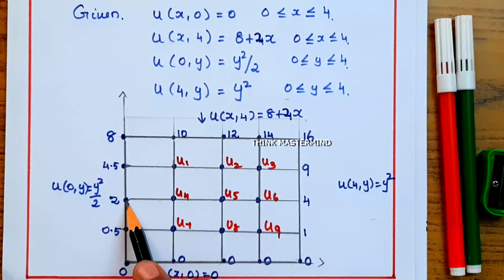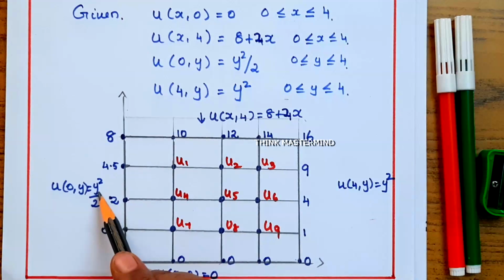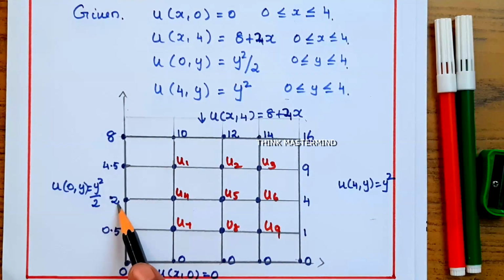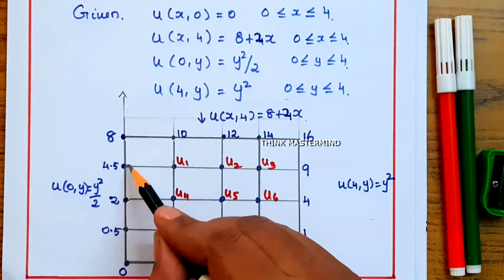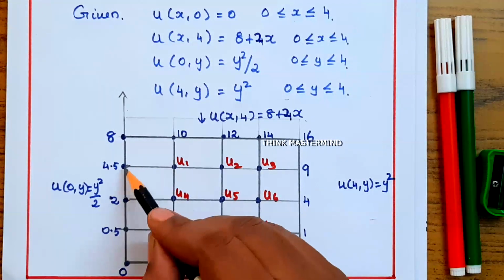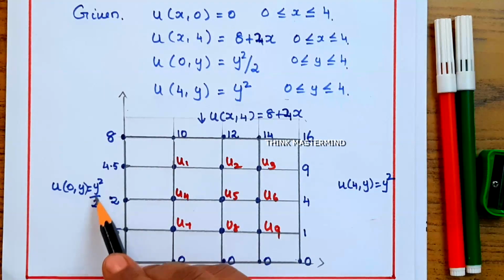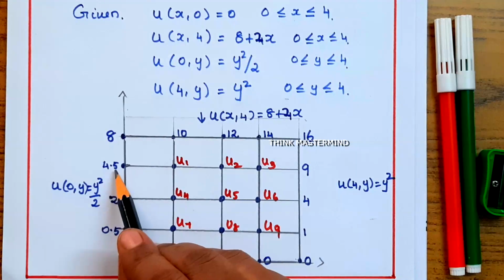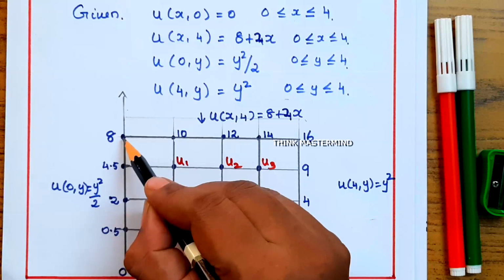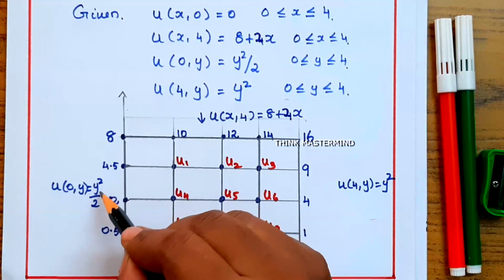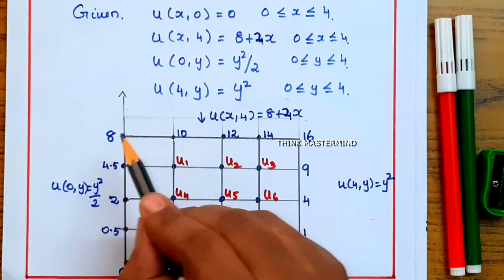Similarly, your coordinate point is 0, 2. 2 squared is 4, 4 by 2 is 2. That is the u value. Similarly, your coordinate point is 0, 3. Then the u value is 3 squared by 2, that is 9 by 2, that represents 4.5. Here 0, 4: 4 squared is 16, 16 by 2 is 8.